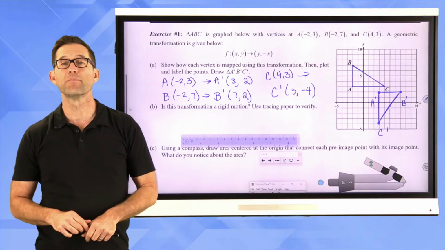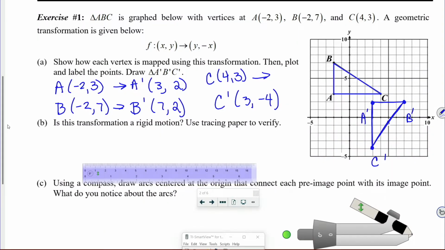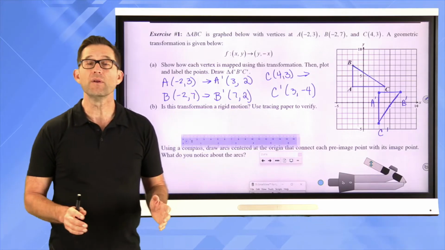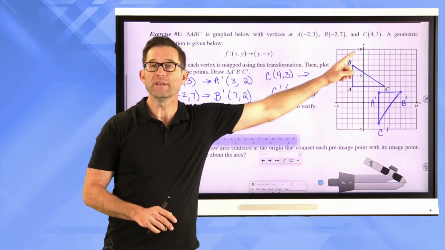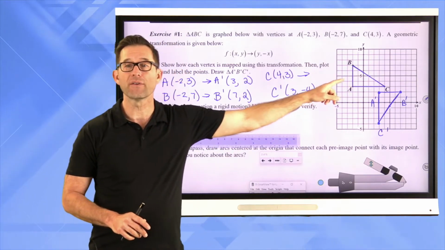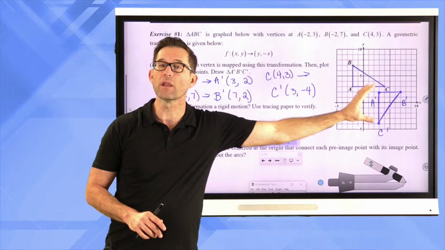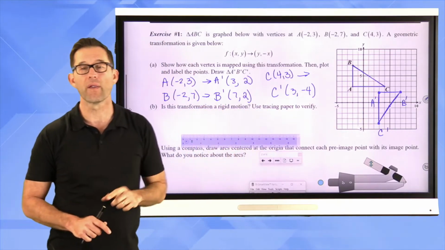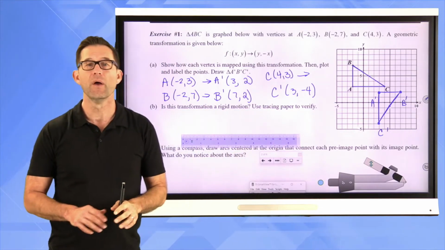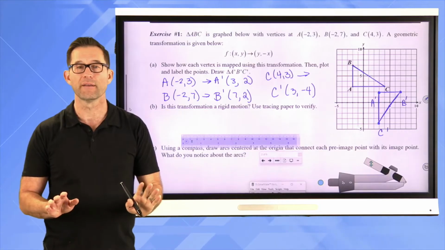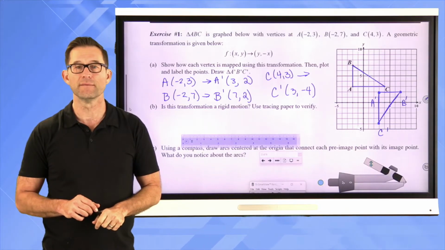All right, letter B. Is this transformation a rigid motion? Use tracing paper to verify. All right, so what I'd like you to do is take tracing paper, trace out triangle ABC on the tracing paper, and then see if you can lay it on top of triangle A', B', C' so that they completely coincide. Go ahead and take a moment to do that.